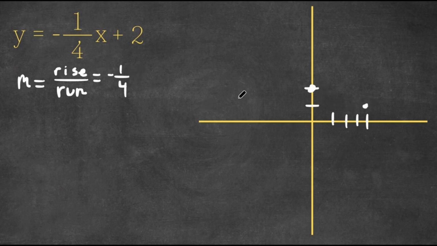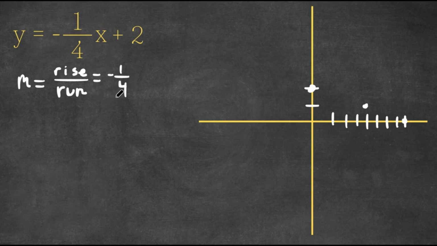Now we're going to do this again. We're going to go down 1. So now we're at 0, and we're going to go to the right by 4. So 1, 2, 3, 4. This is where our third point's going to be.